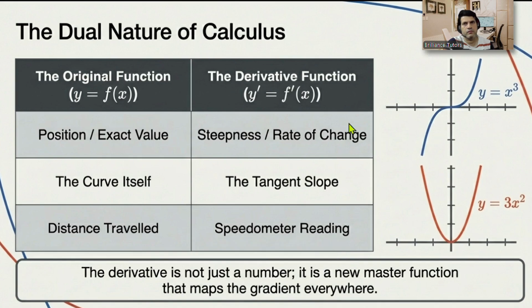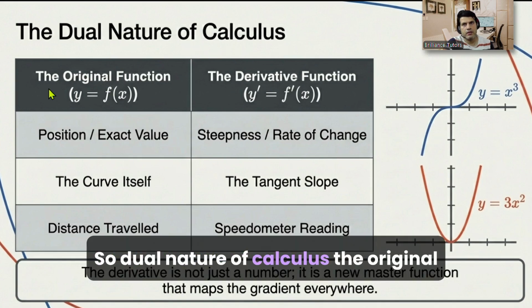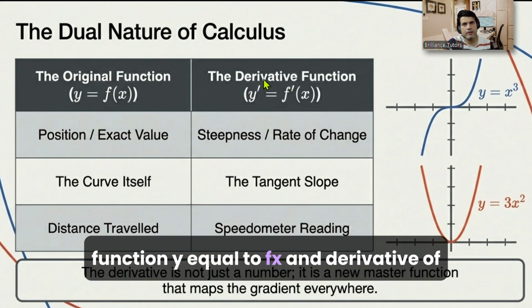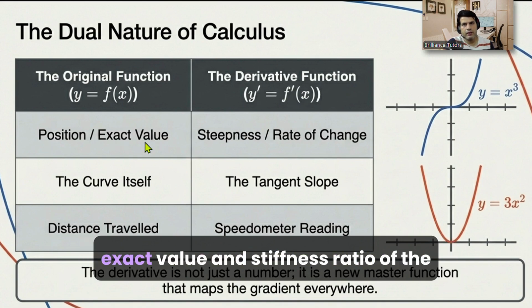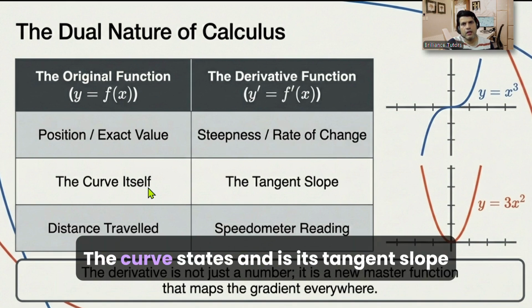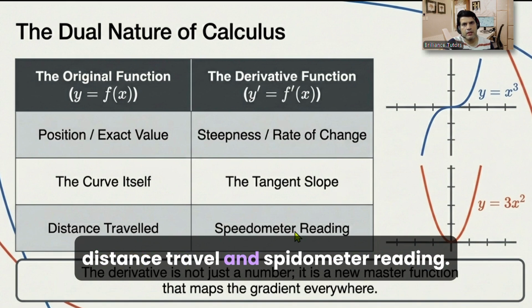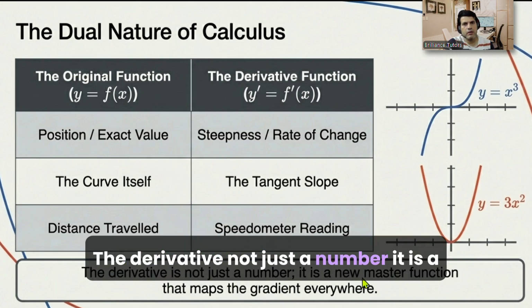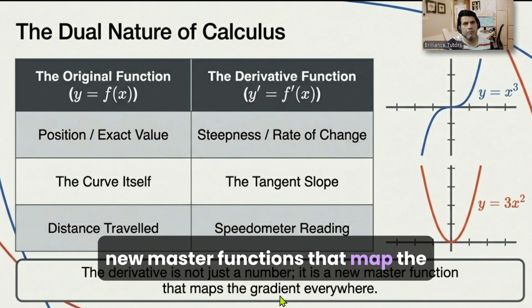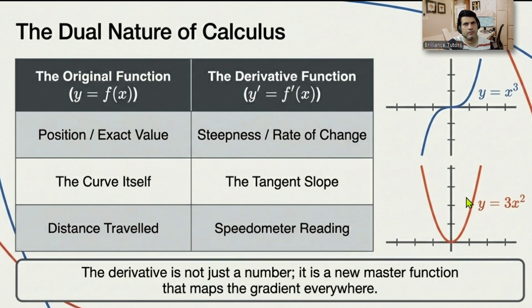Okay. So the dual nature of calculus: the original function y equal to f(x), and the derivative of the function, y dash, is f dash x. The position or exact value, and the steepness or rate of change. The curve's state and its tangent slope, distance traveled and speedometer reading. So all these things will be calculated by this. The derivative is not just a number, it is a new master function that maps the gradient everywhere.